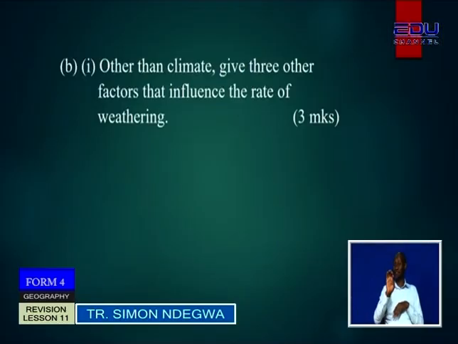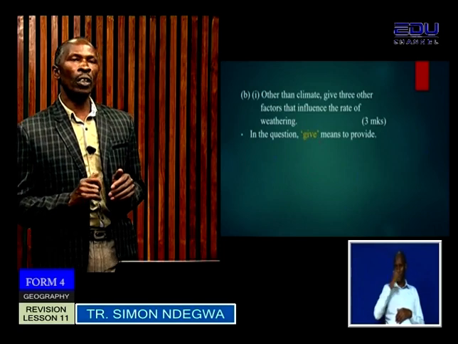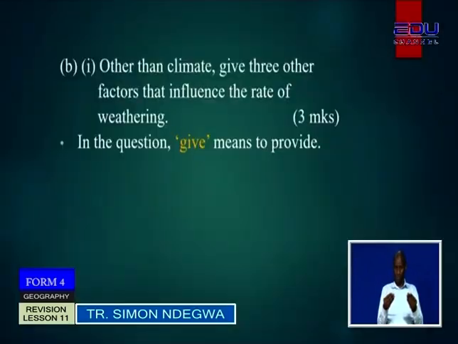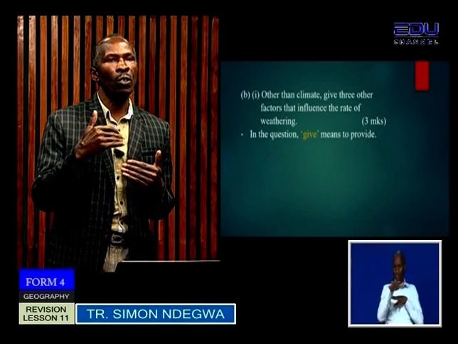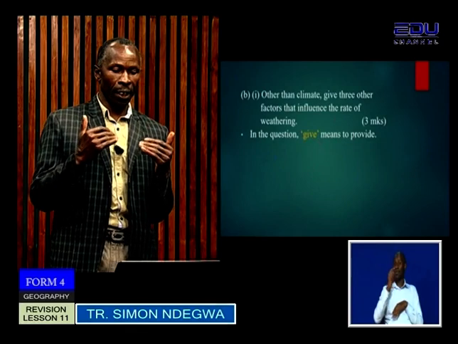We go to part B. B1, the question is, other than climate, give 3 other factors that influence the rate of weathering. The marks allocated are 3. It is important for us to note, when you are called upon to give, you are simply told to provide. So in this case, besides climate, can you give us other factors that influence the rate of weathering? That is what the question is. It is talking about give. Can you provide the other factors that influence the rate of weathering?